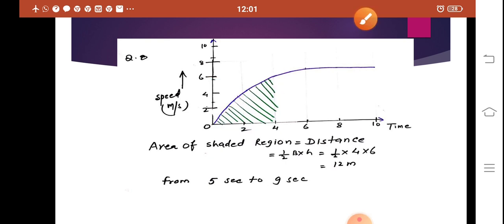And the B part represents the uniform motion part. So it will be from 5 second to 9 second. Between 5 second to 9 second, the object moves with uniform speed. This is the answer of the B part.